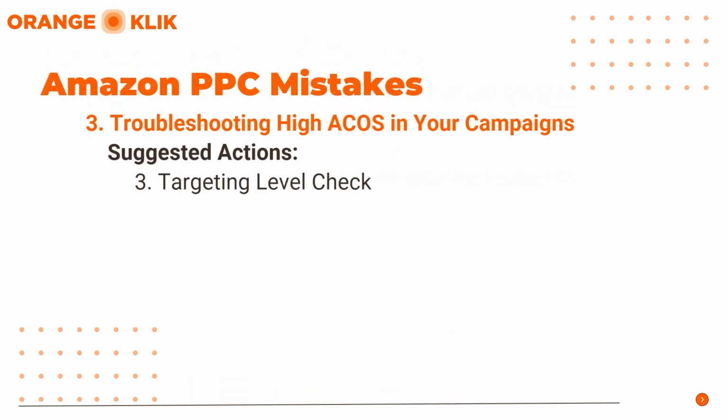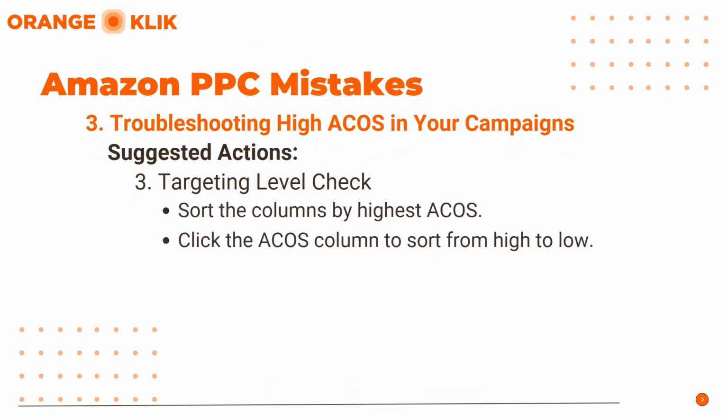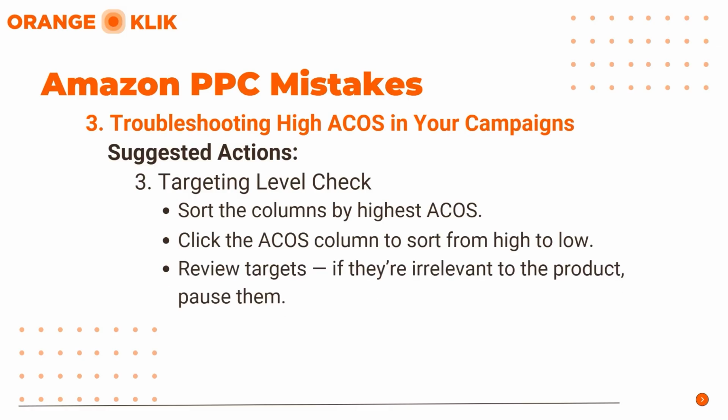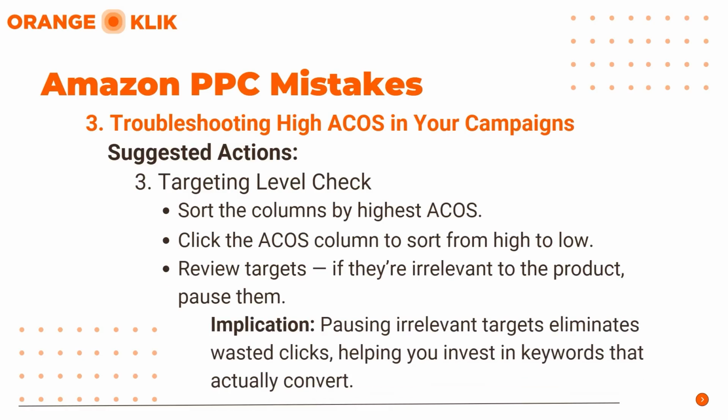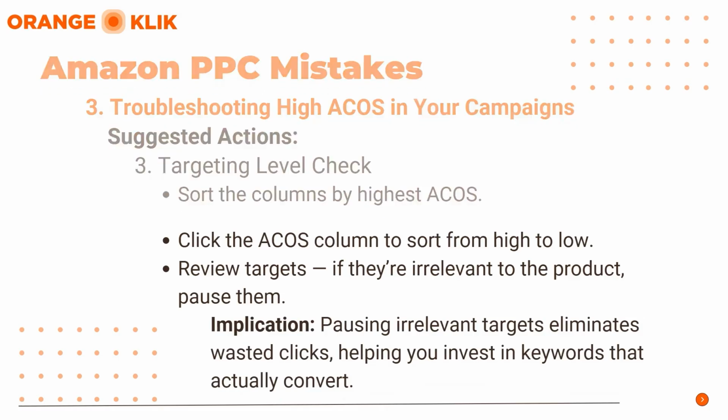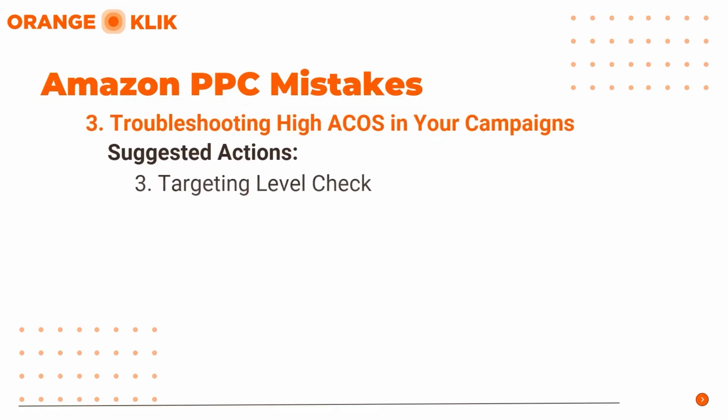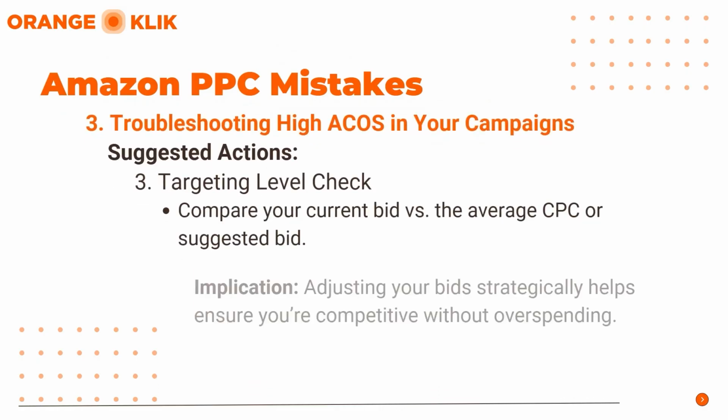Targeting level check. Sort the columns by highest ACOS. Click the ACOS column to sort from high to low. Review targets. If they're irrelevant to the product, pause them. Pausing irrelevant targets eliminates wasted clicks, helping you invest in keywords that actually convert. Compare your current bid versus the average CPC or suggested bid.